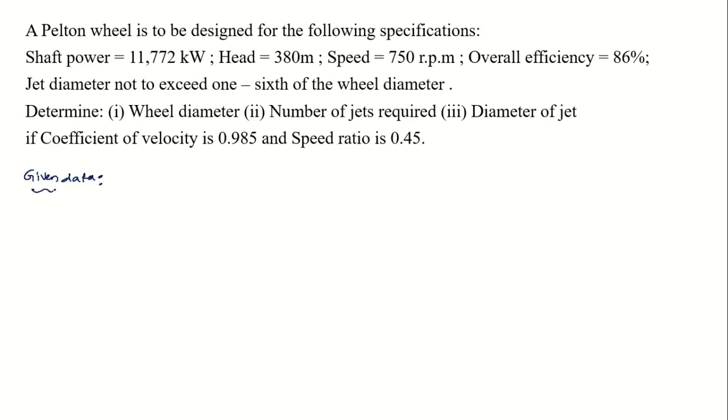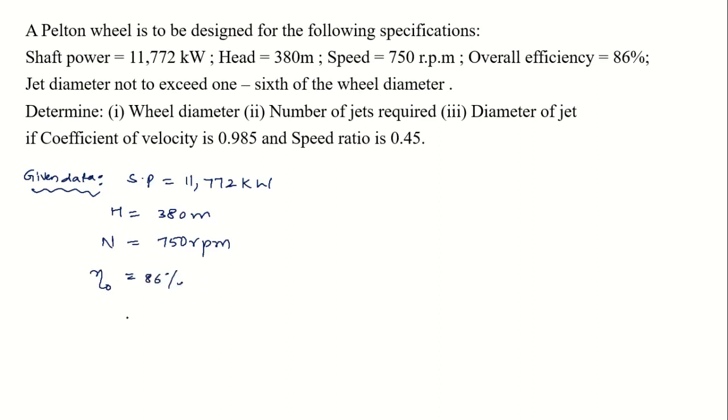So, what all given data we have is shaft power equals 11,772 kilowatts. Next we have head as 380 meters. Next we have speed N equals 750 rpm. Next we have overall efficiency eta naught equal to 86 percent.